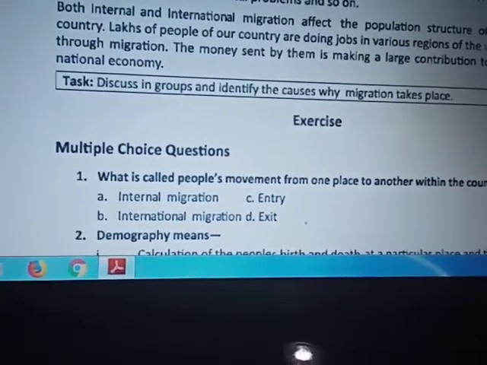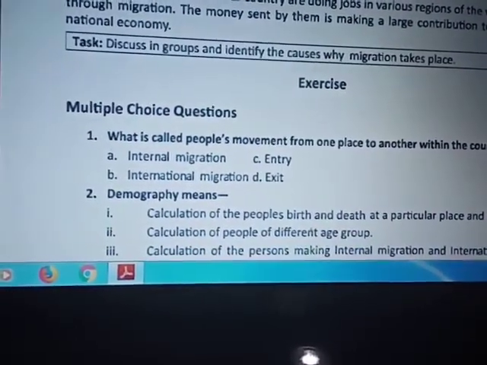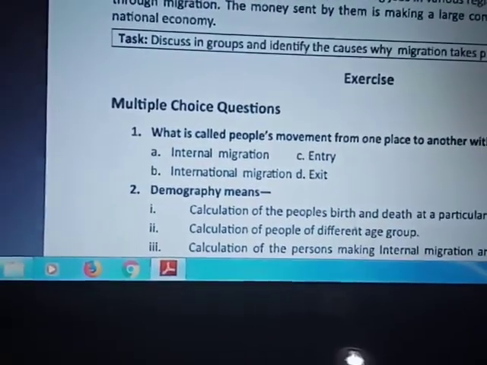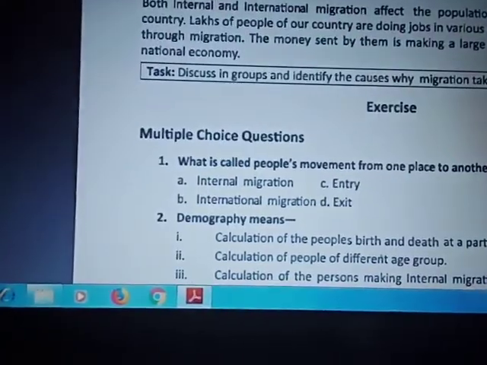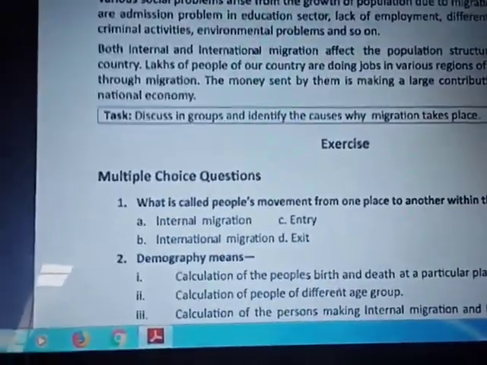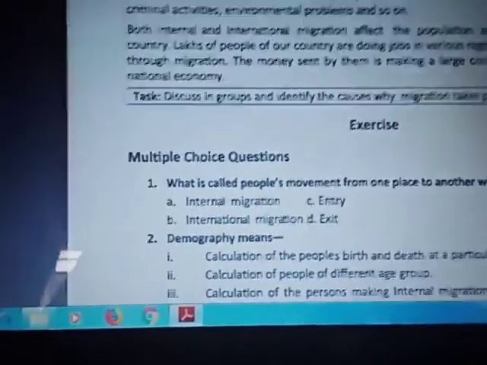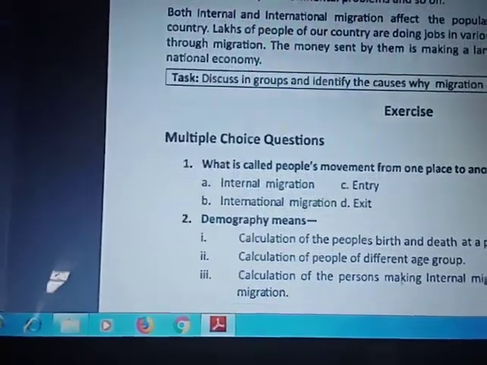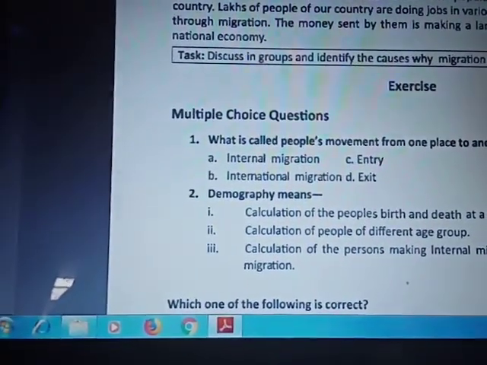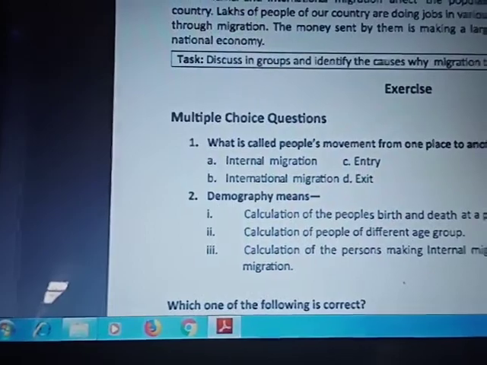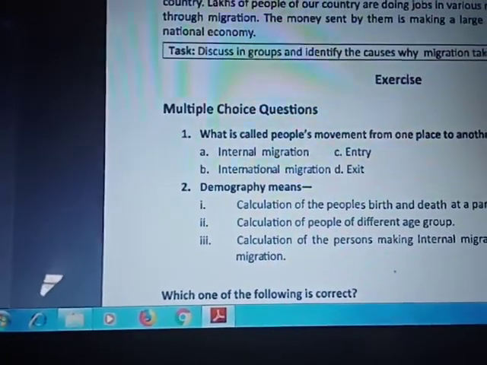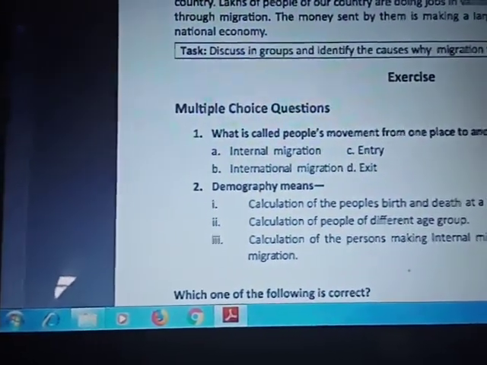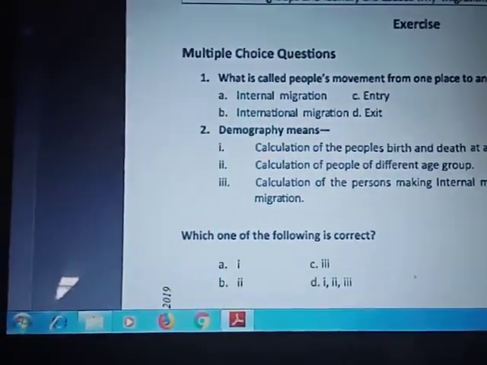Look, multiple choice question: what is the population movement from one place to another called? The answer will be internal migration. Number two, demography means: number one, calculation of the people's birth and death at a particular place and time; number two, calculation of people of different age groups; number three, calculation of the persons making internal migration and international migration. It will be number two.